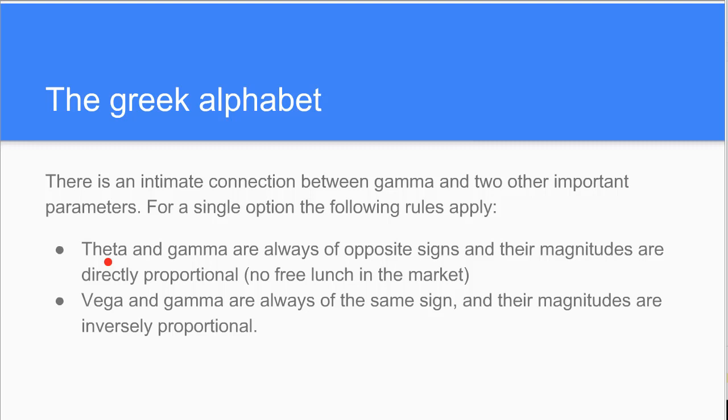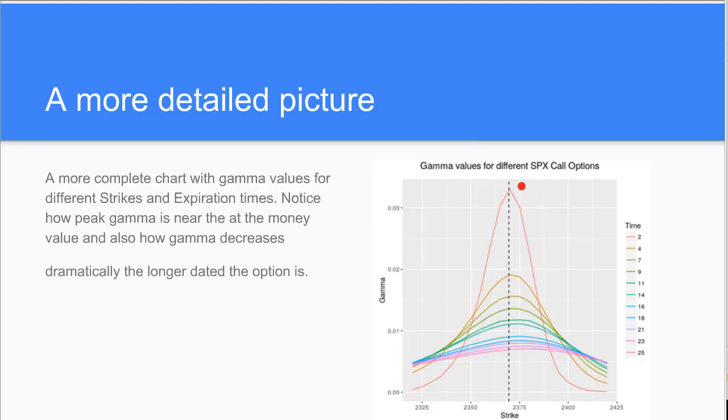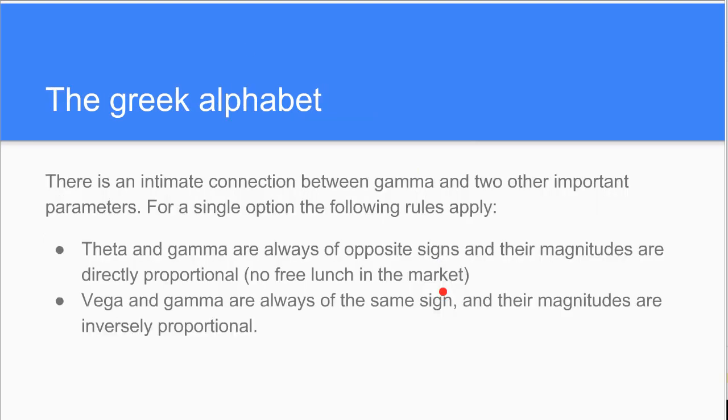And the two are directly proportional. The higher the gamma for an option is, the higher the time decay. So in this chart, of course, the gamma of this two-day option is fantastic, but the time decay for that option is gigantic too. So there are no free lunches, folks. If you go for the punch with the gigantic gamma, be prepared to have gigantic time decay. And there is also another very important Greek, which is called vega.